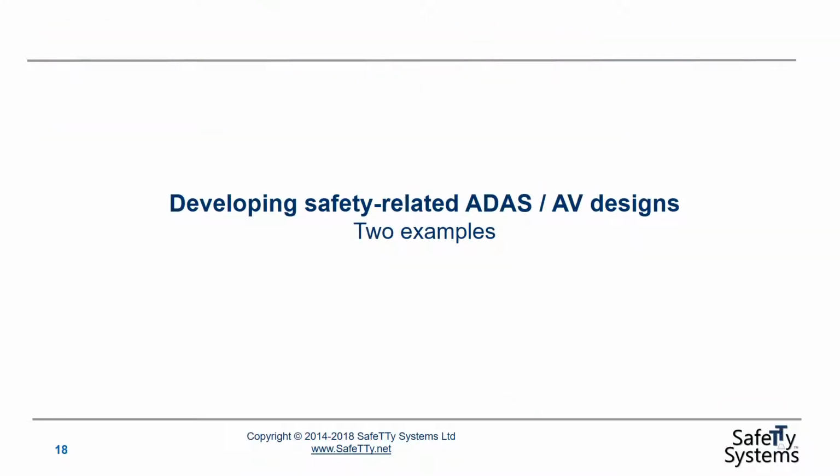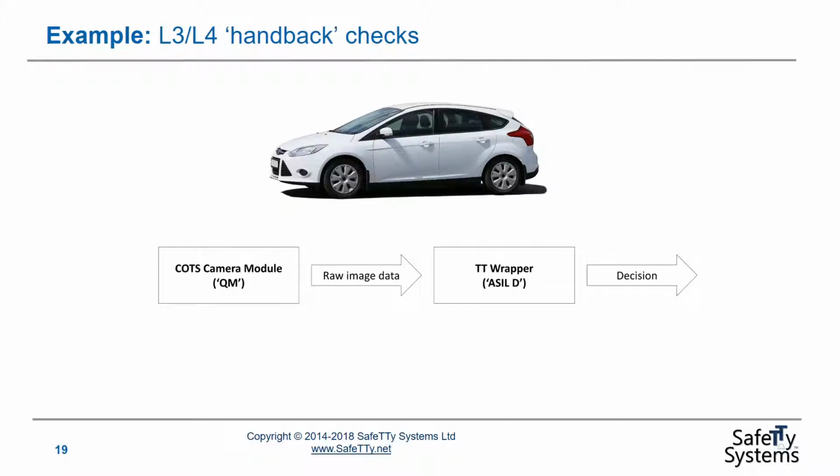So let's look at two simple examples of the ways in which a TT wrapper can be employed in a safety-related advanced driver assistance or autonomous vehicle design. Suppose we have a level 3, level 4 system which is semi-autonomous, in that sometimes this vehicle will be expected to drive itself. On other occasions it will expect to be able to hand back control to the driver.